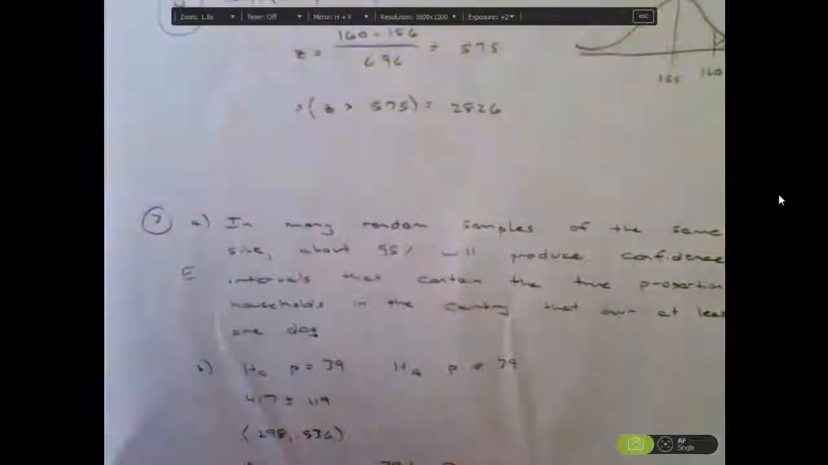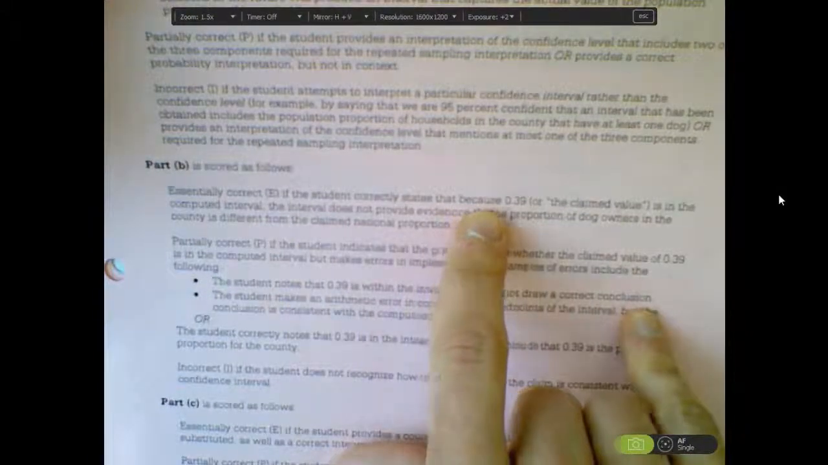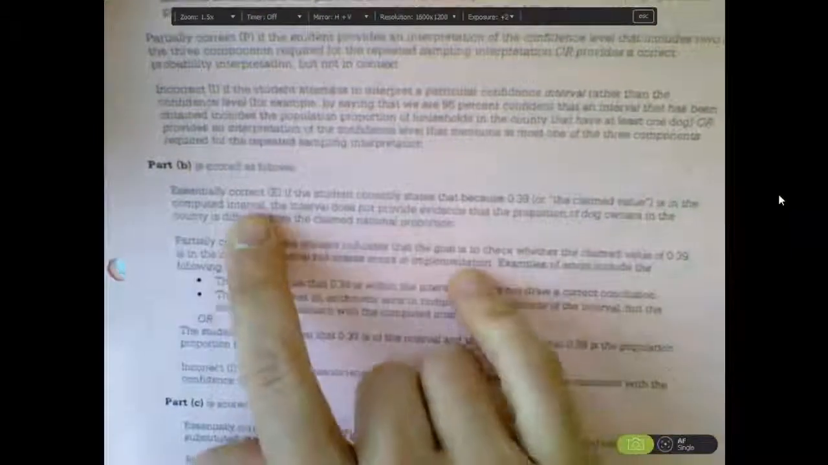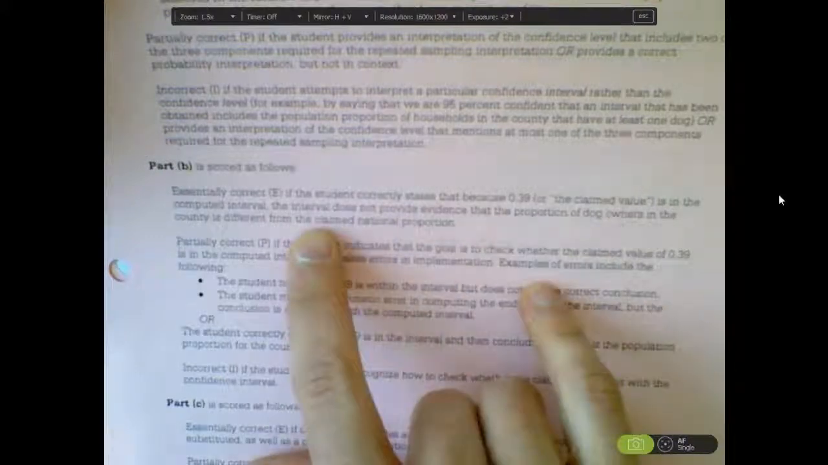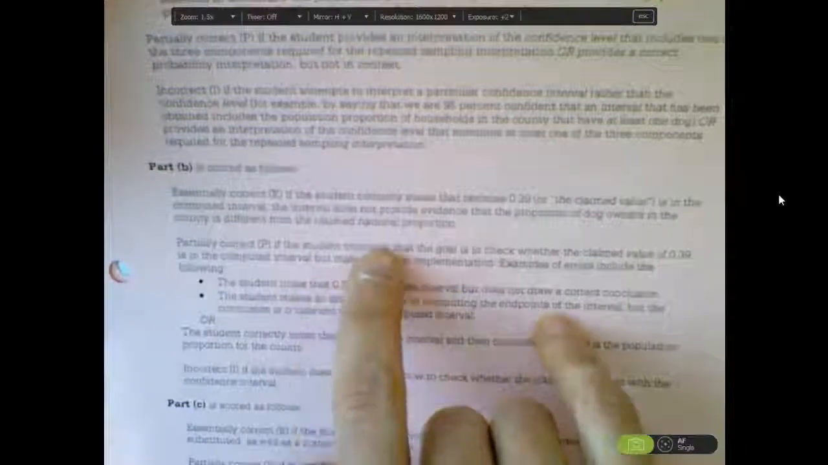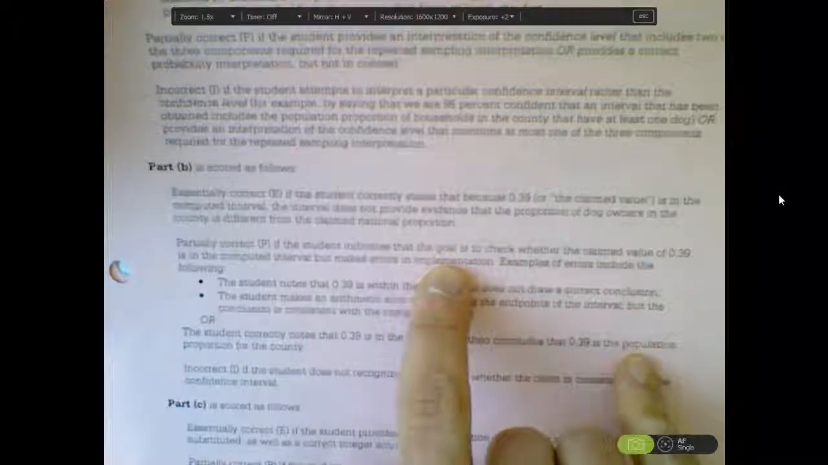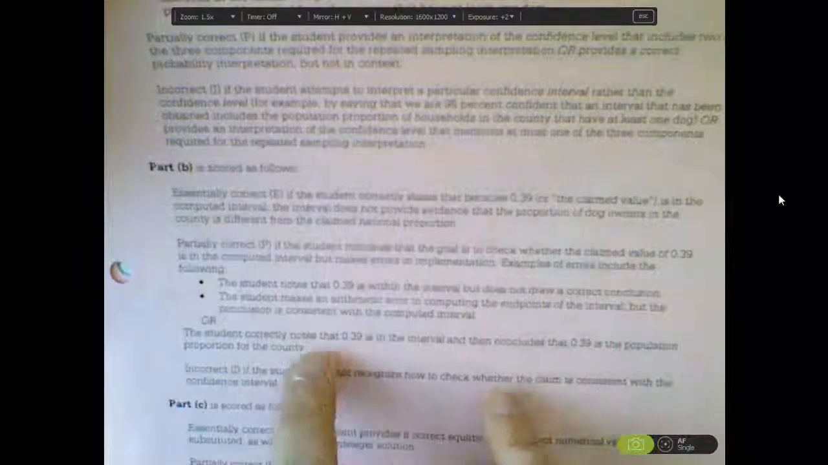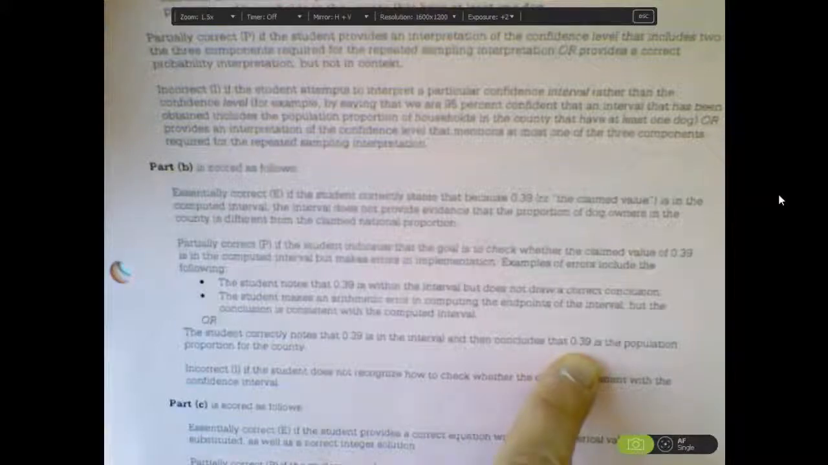For part B, it's essentially correct if you state that because 0.39 is in the interval, it does not provide evidence that the proportion of dog owners in the county is different. Partially correct if you indicate the goal is to check whether 0.39 is in there, but have some issues with that. Or you correctly note that it's in there, and then you conclude that 0.39 is the population proportion. All right, so let's take a look at what you need to do here.